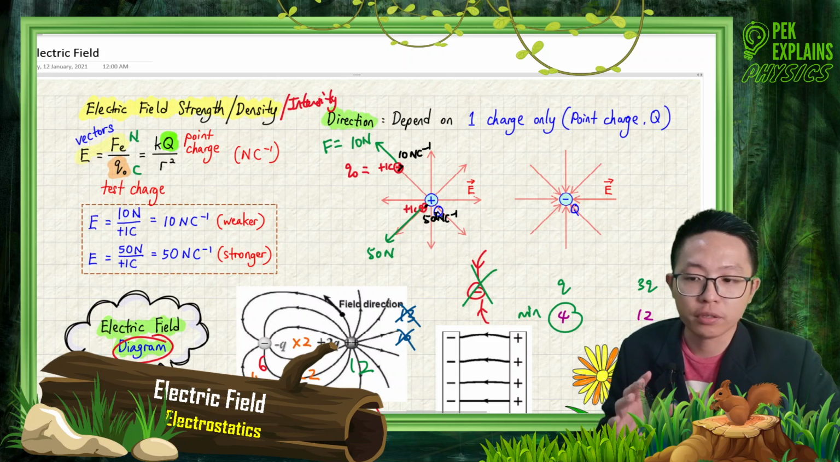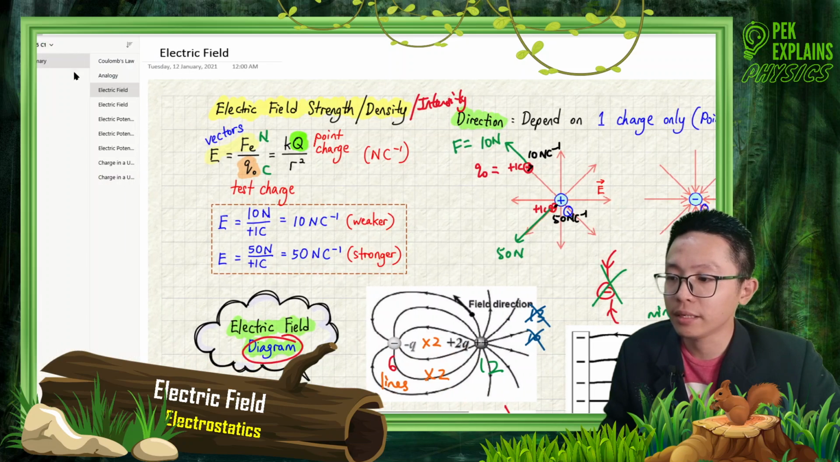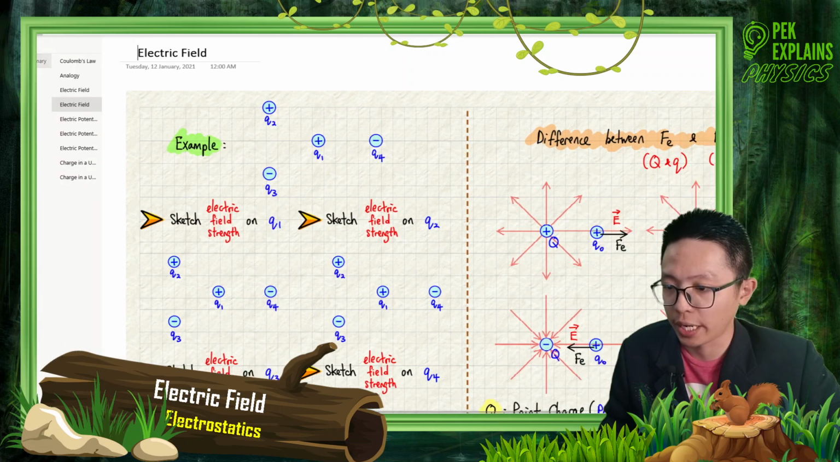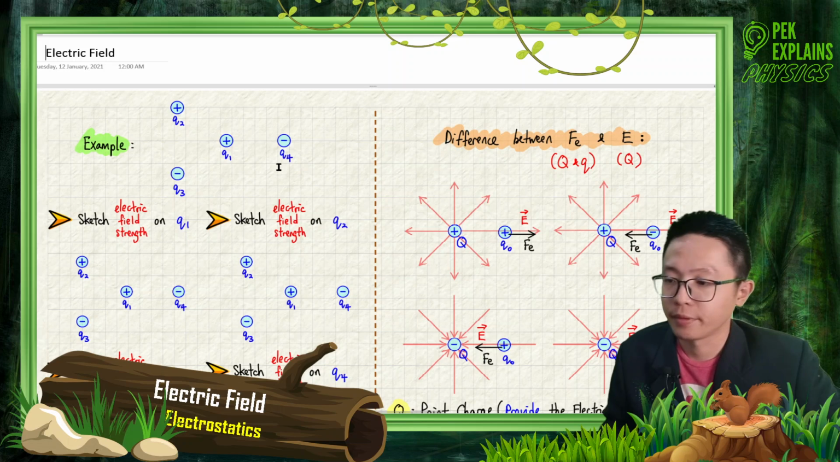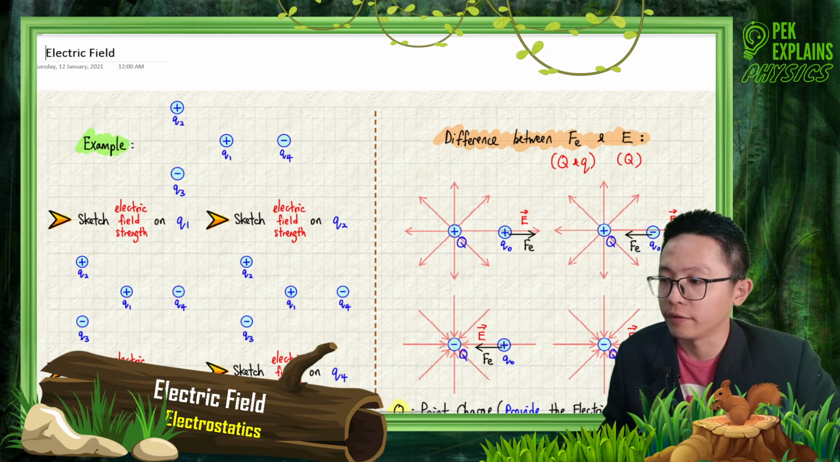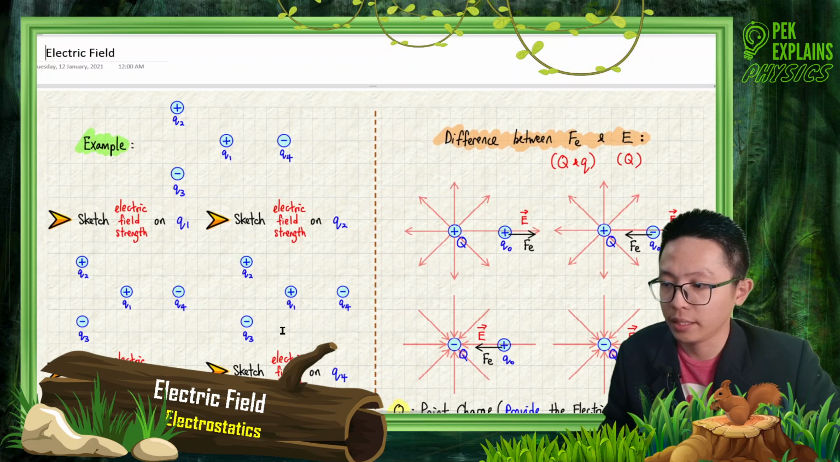So it only depends on the point charge. If it is a positive point charge, the electric field is outward. If it is a negative point charge, it is inward. Now let us sketch the electric field strength on charges. Let us look at the first one. Can you see it?